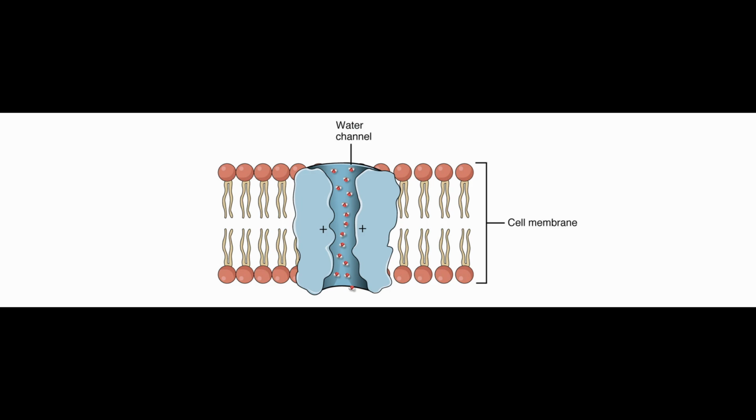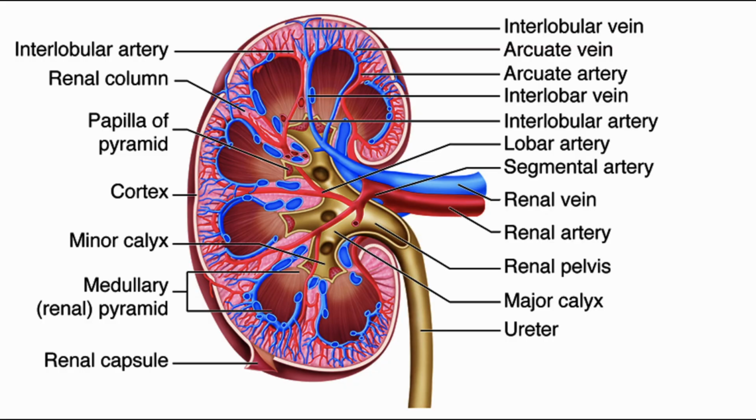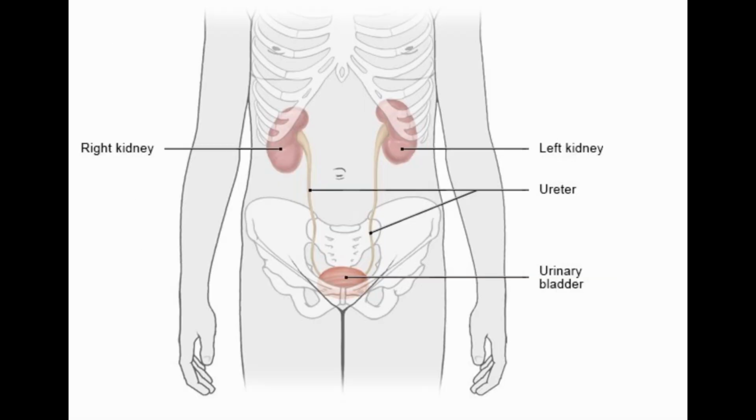From here, the filtrate moves down the renal pyramids and into the renal pelvis and down the ureter, where we can see the final step of urine formation, just after reaching the bladder and exiting through the urethra, which is excretion.